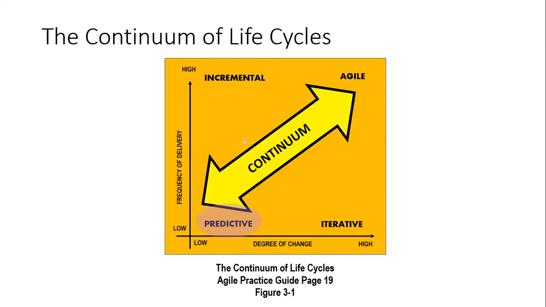When you have a low frequency of delivery, but a high degree of change, see that here? That is a good recipe for iterative. Low frequency of delivery and high degree of change. Because what you're working on has some changeability, but it is not going to be delivered in increments. It's going to be delivered once. So you are repeating in cycles until it is correct. Make sense?